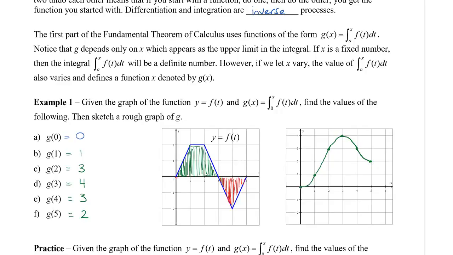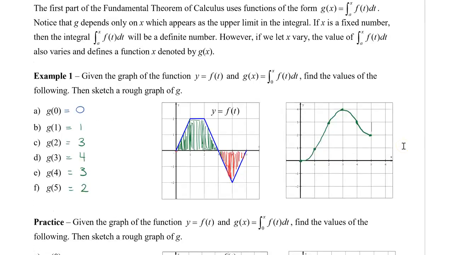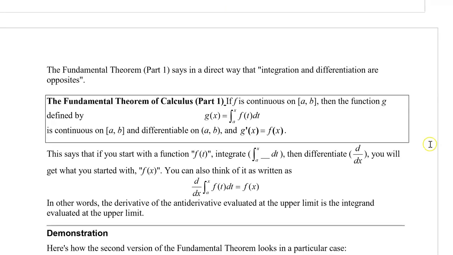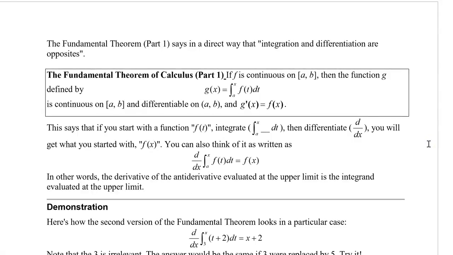There we go. All right, now let's go on to the fundamental theorem, part 1. It says in a direct way that integration and differentiation are opposites. The fundamental theorem of calculus part 1 says that if f is continuous on the closed interval a to b, then the function g defined by g of x equals the integral from a to x of f of t dt is continuous on a to b and differentiable on the open interval a, b. And g prime of x is equal to f of x.